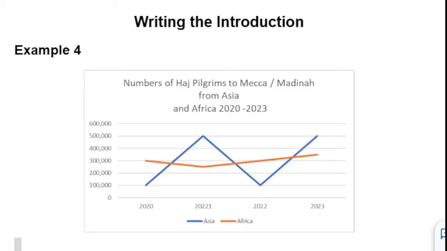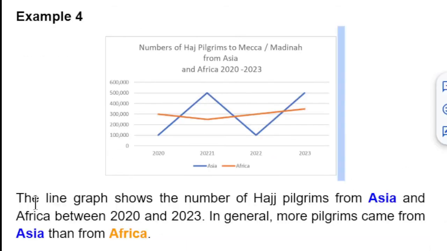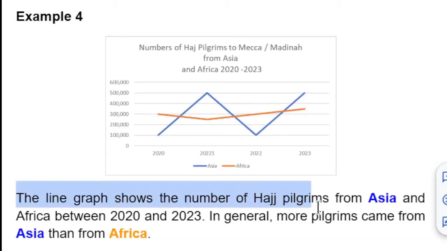We can see in this particular chart the numbers of Hajj pilgrims to Mecca and Medina from Asia and Africa, 2020 to 2023. Here are the numbers in the thousands, and here are the years 2020, 21, 22, 23. And we can see this chart compares or shows the numbers of pilgrims from these two continents. So let's say that in the first line, and it looks like this: The line graph shows the number of Hajj pilgrims from Asia and Africa between 2020 and 2023.